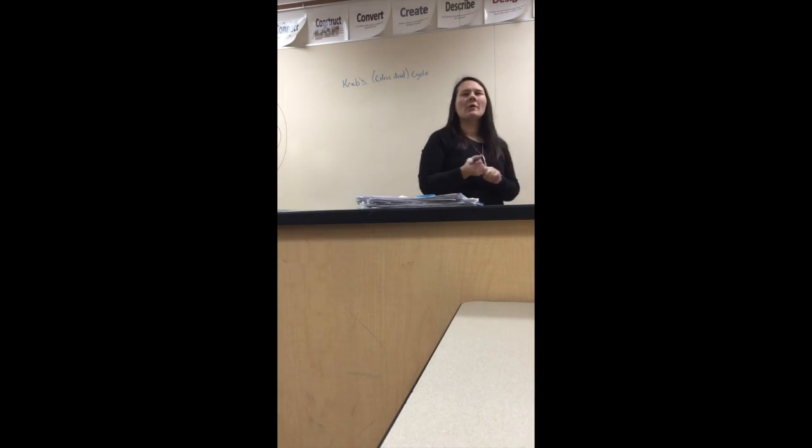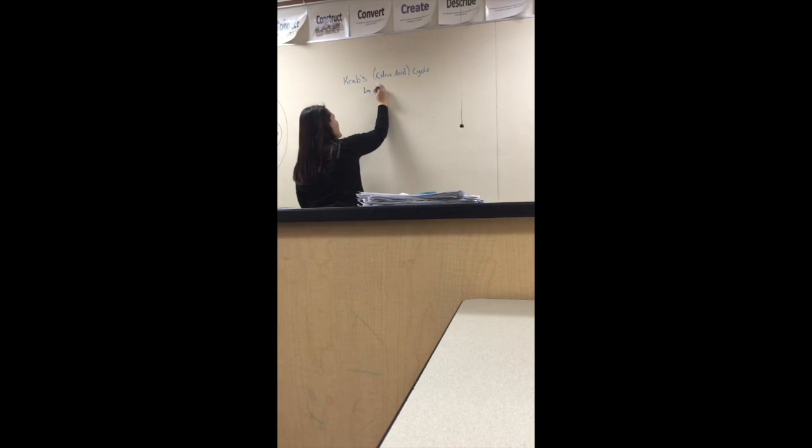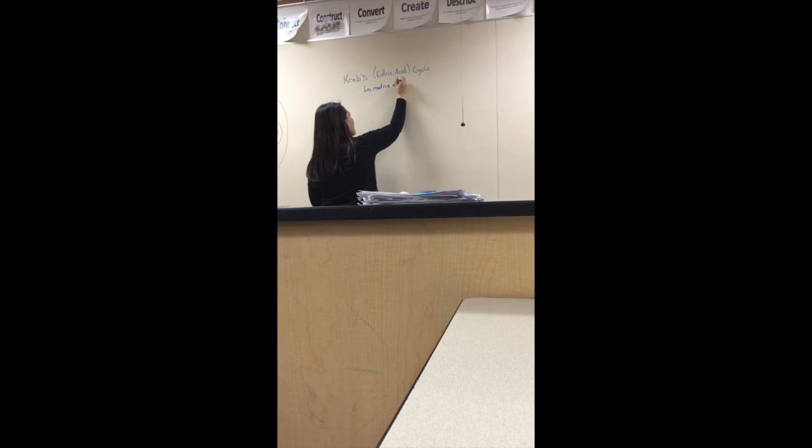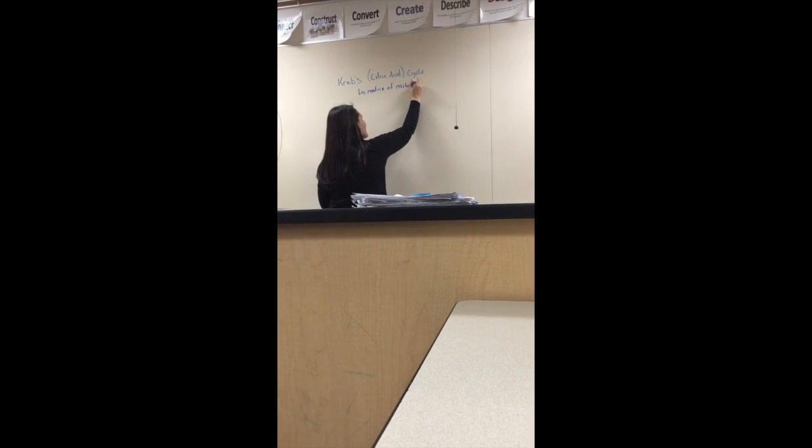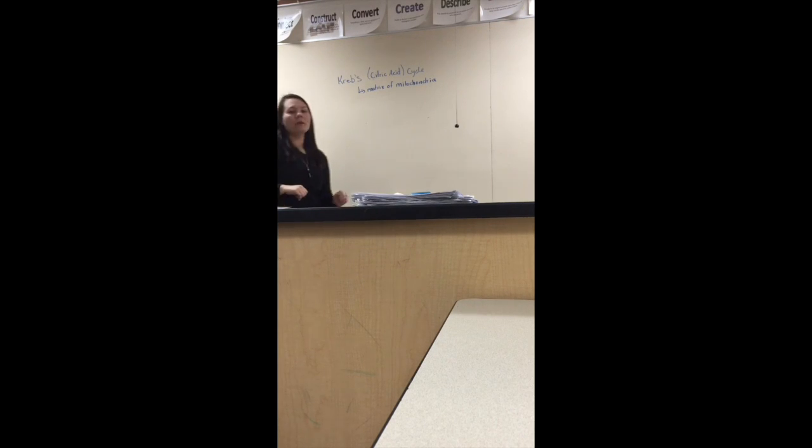Okay. Where does the Krebs or the citric acid cycle occur in our cell? In the mitochondria. Where in the mitochondria? In the matrix. Good. Okay, so it's in the matrix of the mitochondria. Excellent. Now, what molecule am I going to start with in this Krebs cycle? Acetyl-CoA. Good.